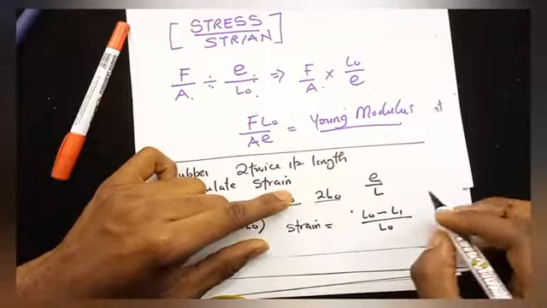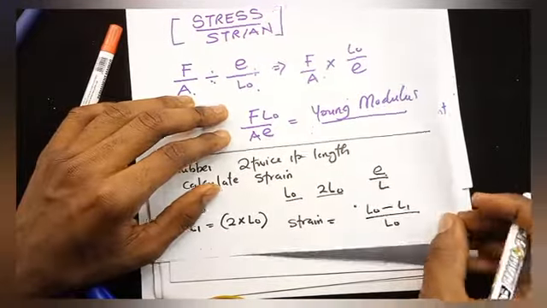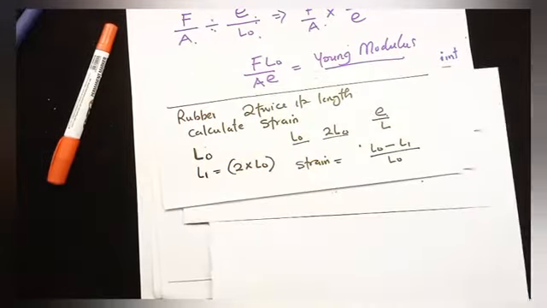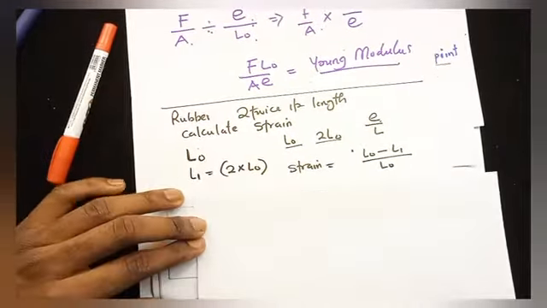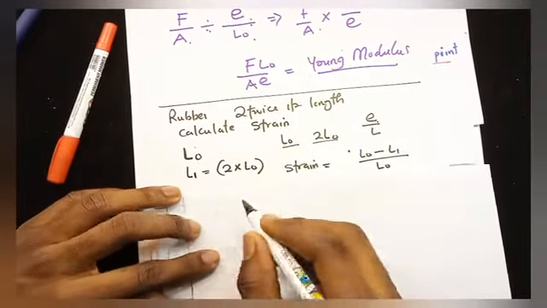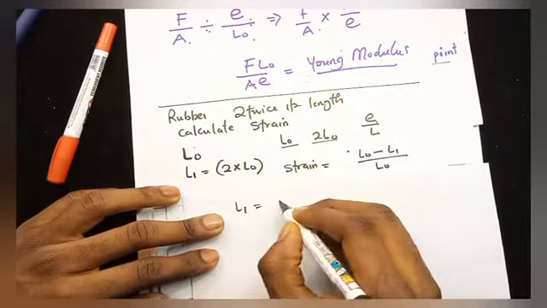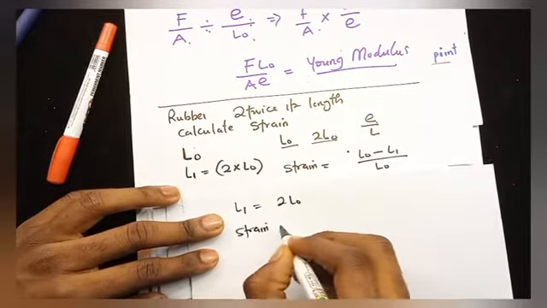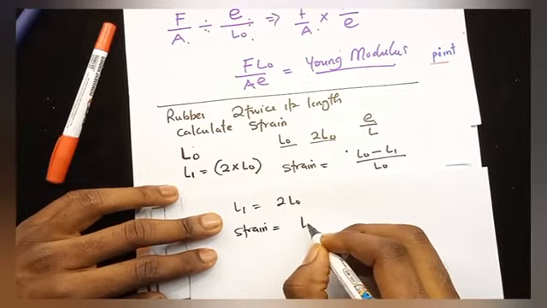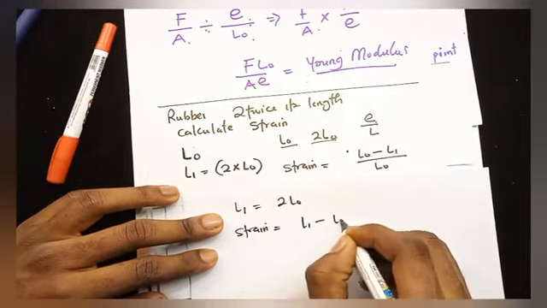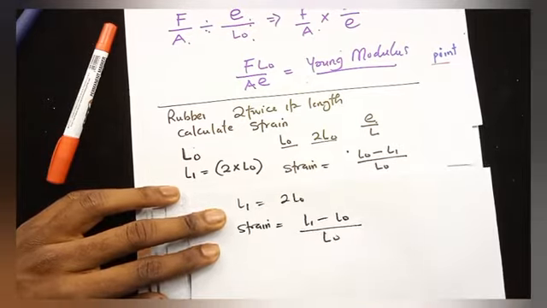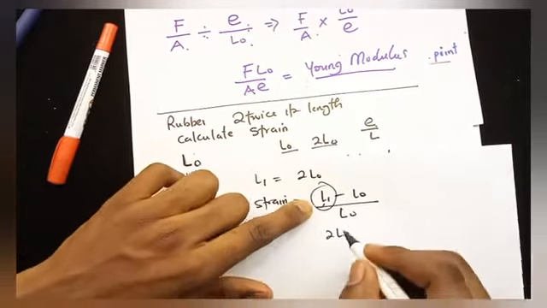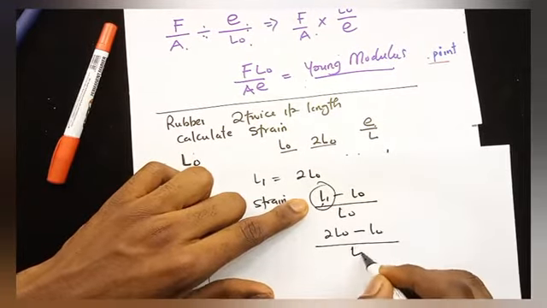So we can say this is equal to, I'm running out of space, so let me just take a new sheet so that we follow. Follow me closely now. Can you see? Yeah, you can see. So we know that L1 is equal to 2L0, and we know that strain is equal to L1 minus L0 over L0. Since we know this was twice its original length, this is 2L0 minus L0 over L0.